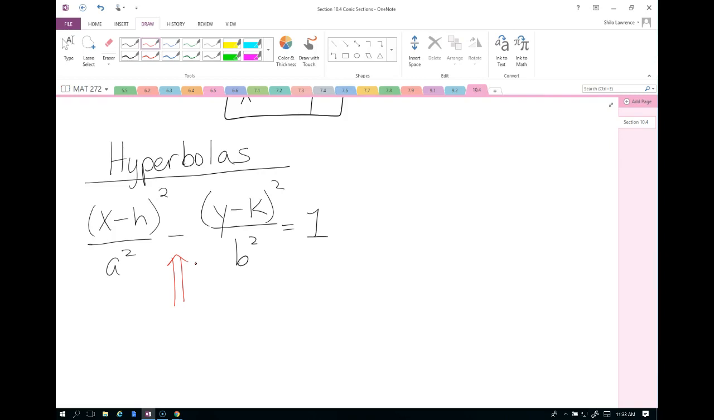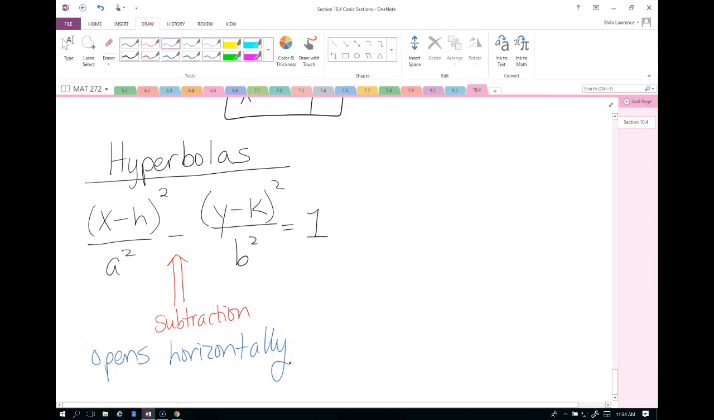So this is just one option here. Because I have my x term first and my x term is positive, this hyperbola is going to open horizontally. Remember, a hyperbola has two pieces to it. It's kind of like two parabolas that open away from each other. So I'm going to have one parabola opening in the negative x direction and one opening in the positive x direction.